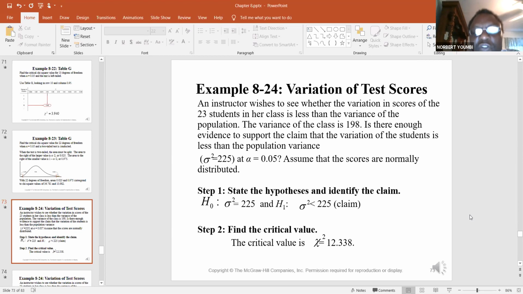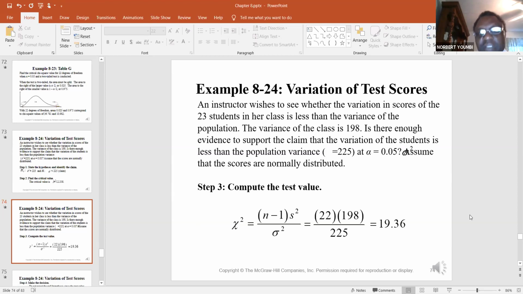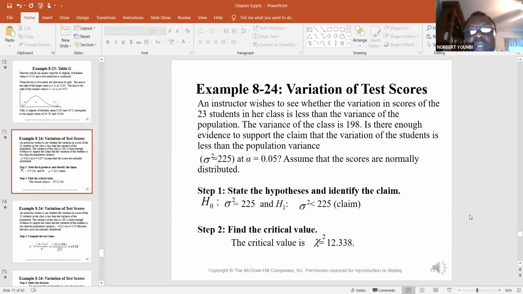test the hypothesis. So the statement is, we need to know what the claim is. The claim is the variation is less than 225. So that is the claim. Next, we find the critical value, alpha equal to 0.05. It is a left tail test. So we are going to subtract it from 1 and then read the table to find the critical value to be 12.338.